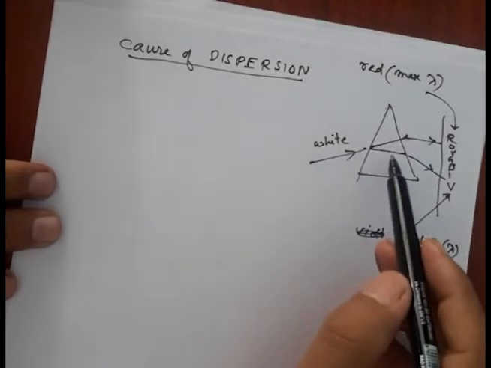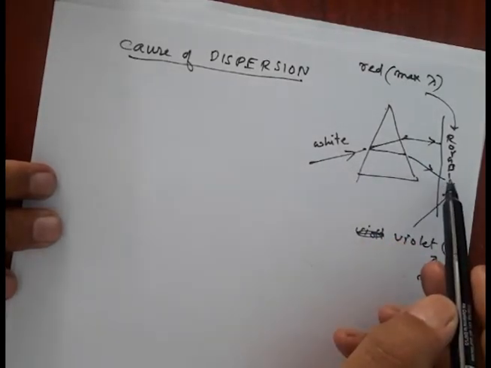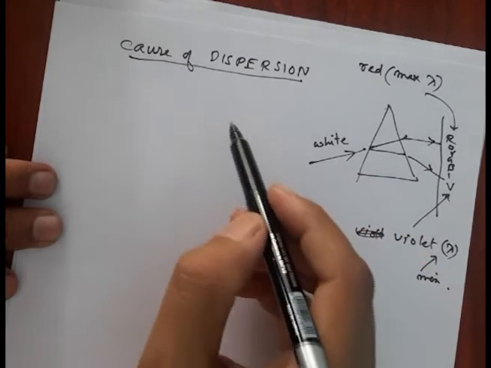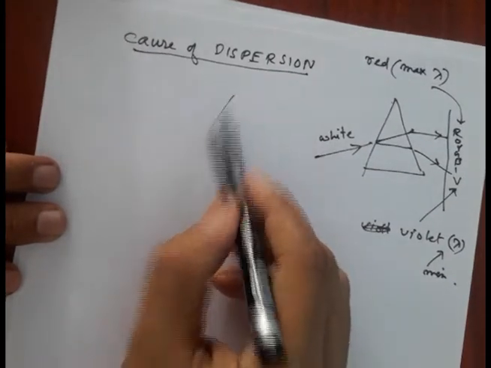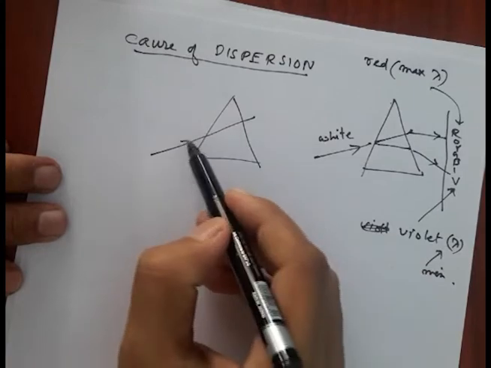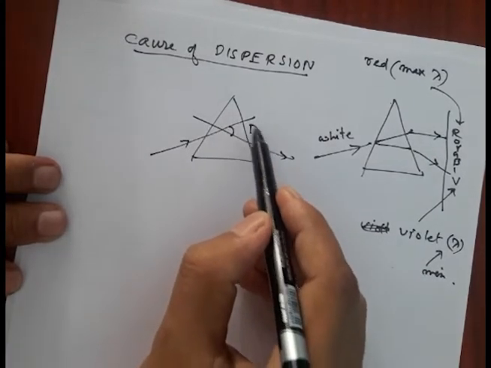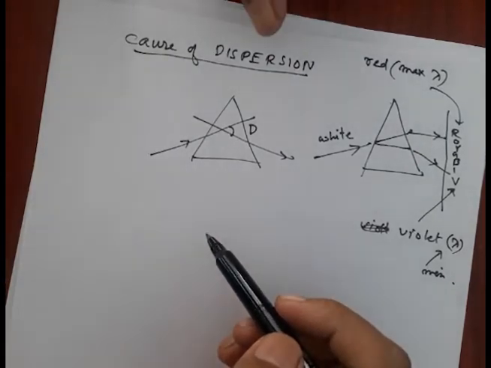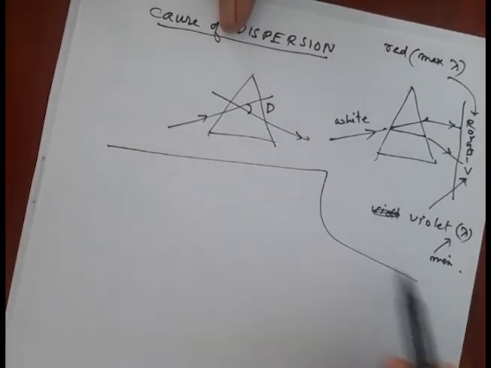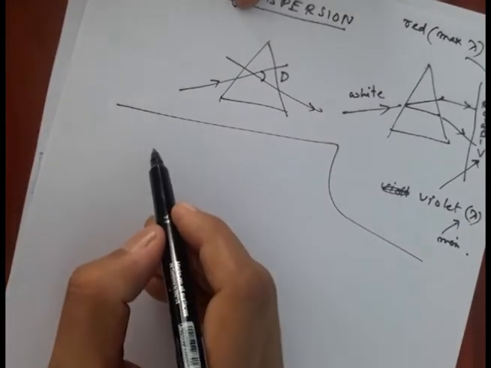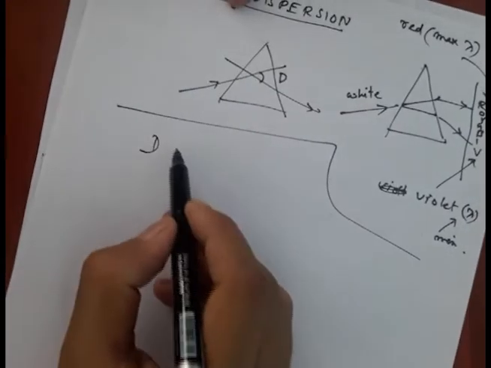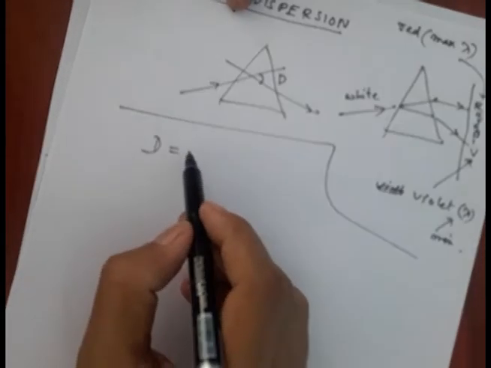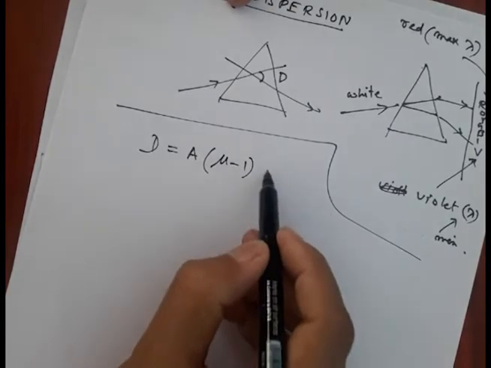It means when white light is passed through a prism, the light of different wavelengths is deviated through different angles. And we also know that the angle made by the incident ray with the emergent ray is what we call the angle of deviation. Now, the first thing we need to know is the deviation produced by a thin prism, D is equal to A (mu minus 1). Let's call it equation number 1.